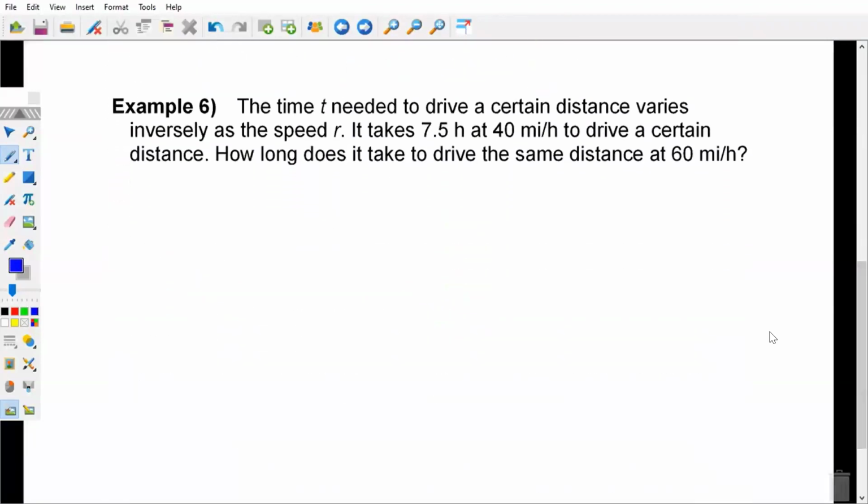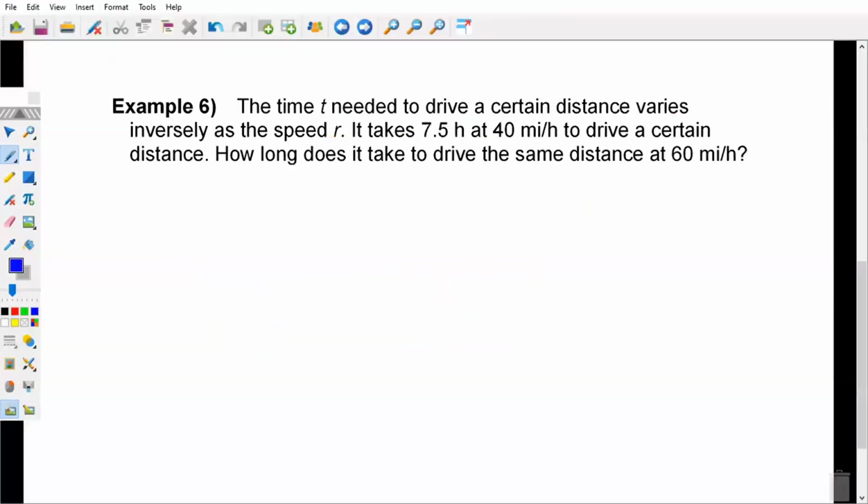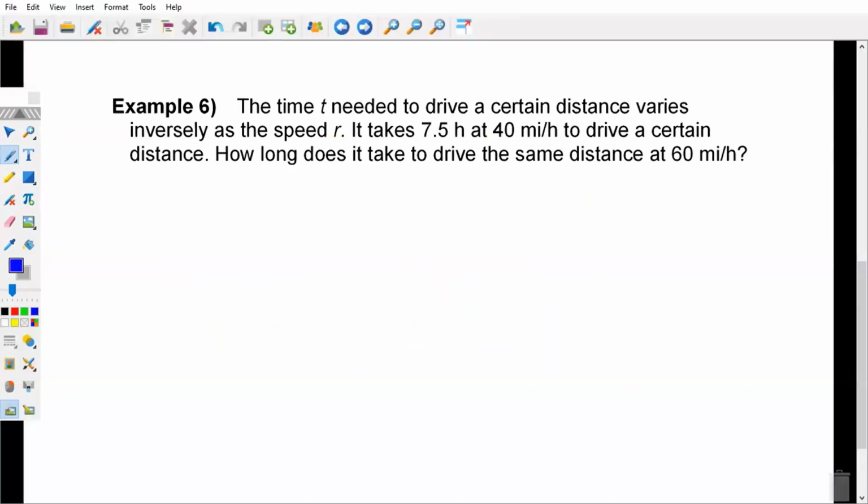All right. The time T needed to drive a certain distance varies inversely as the speed R. It takes 7.5 hours at 40 miles per hour to drive a certain distance. How long does it take to drive the same distance at 60 miles per hour? Go. Tell me how long. If I pick up my speed, is it going to take me?